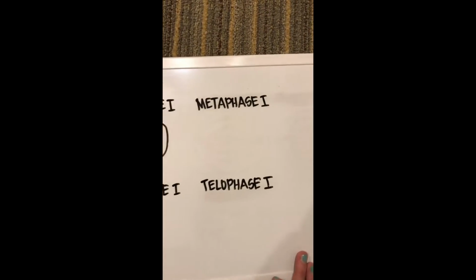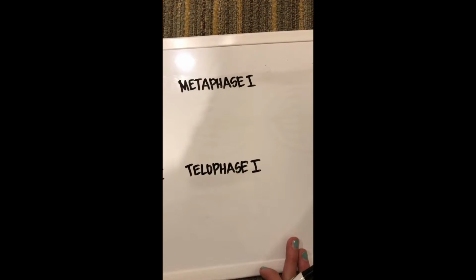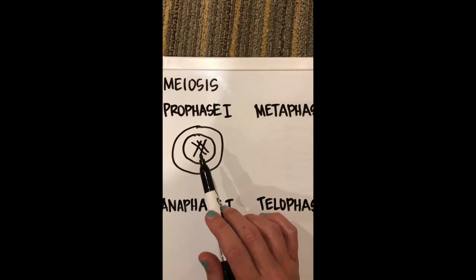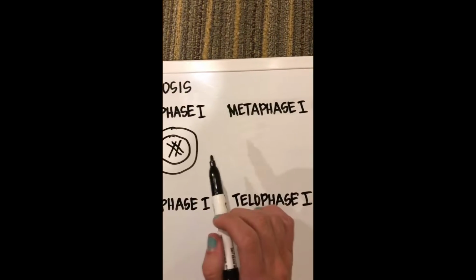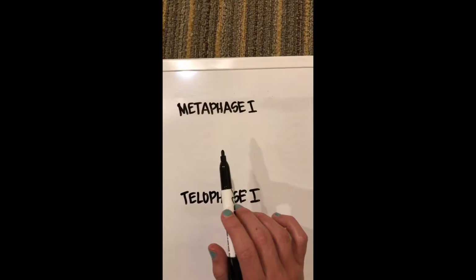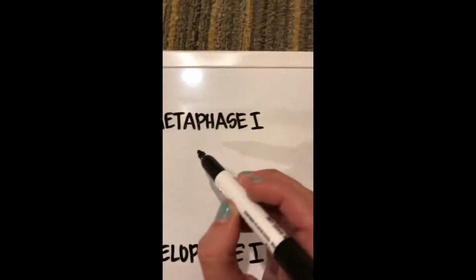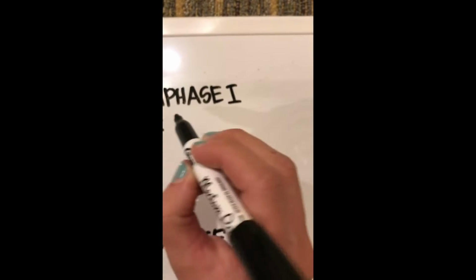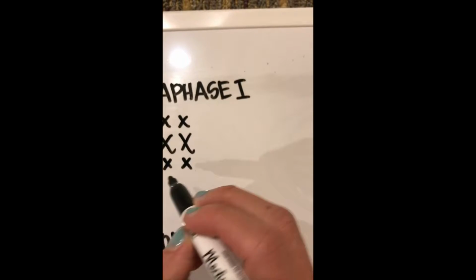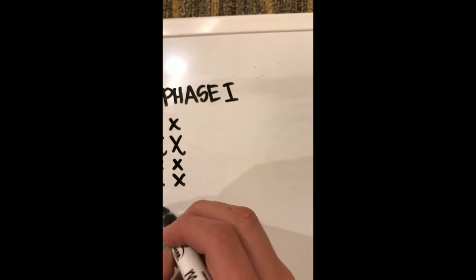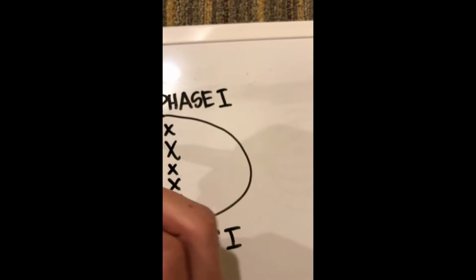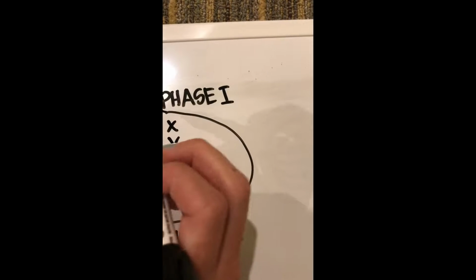Then we get to metaphase 1, and this is where everything starts to get interesting. In prophase 1, the DNA was copied from interphase, and once the crossing over happens, we get to metaphase 1, which is where the chromosome pairs line up in the middle. They usually line up based on size, so we have different sized chromosomes. They're lining up, getting ready to split.